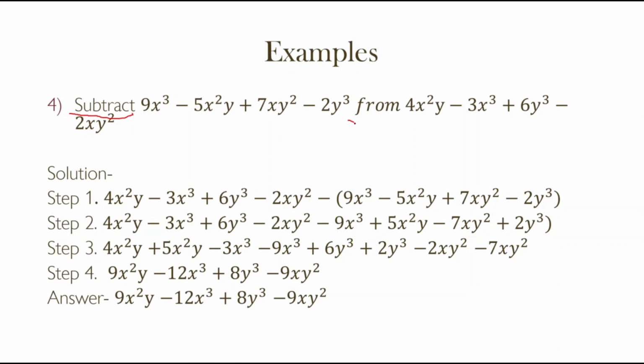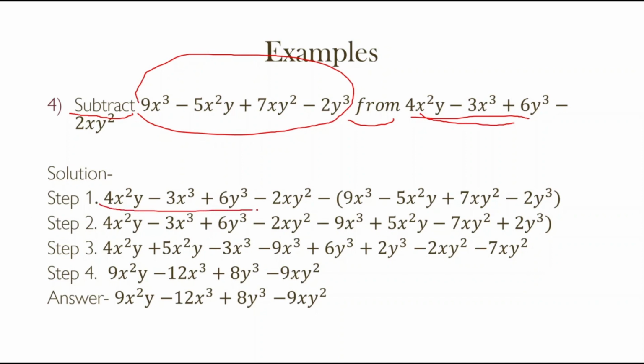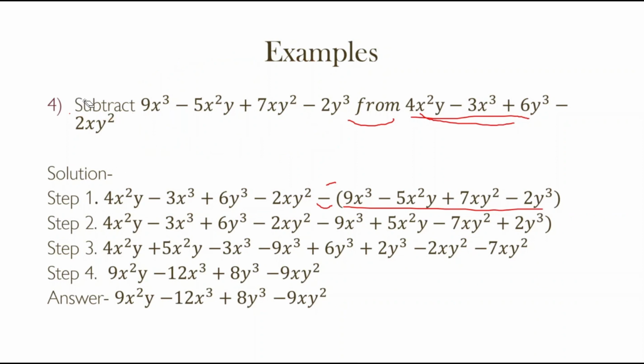Please focus on this word from. They are saying we need to subtract this entire algebraic expression from the second algebraic expression. Since from this algebraic expression we need to subtract, that's why we have written this algebraic expression first. Now why have I inserted a bracket? Because it's not like I just need to subtract 9x³ from the second algebraic expression. Instead, I need to subtract this entire algebraic expression. So this bracket is ensuring that this negative sign is for every term inside the bracket, not just one term, right? I hope it's clear.